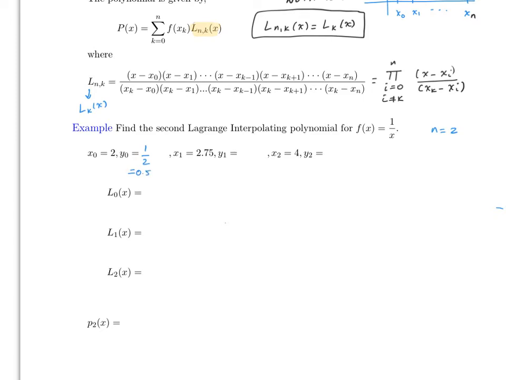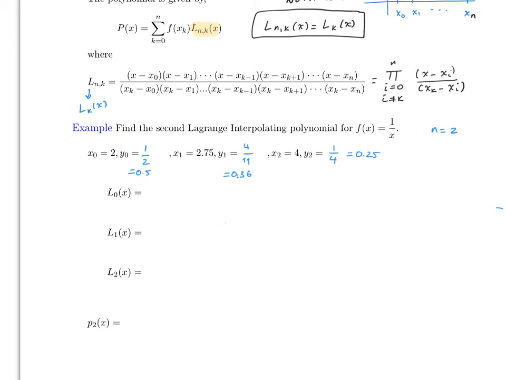Then if x1 is equal to 2.75, then y will be 4 over 11. You can check that. And this is equal to 0.36. And then if x2 is equal to 4, this will be 1 over 4, which is just 0.25. Now, since n is equal to 2, we only had to find L0, L1, and L2. And each of them, you will see, will get bigger.